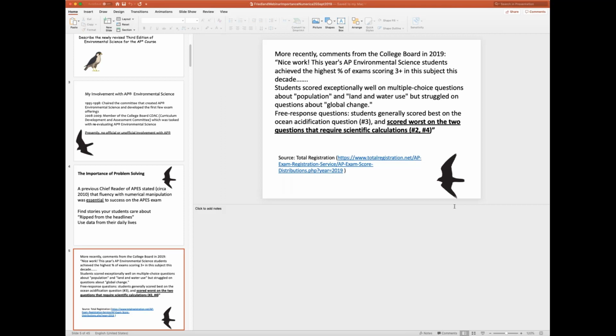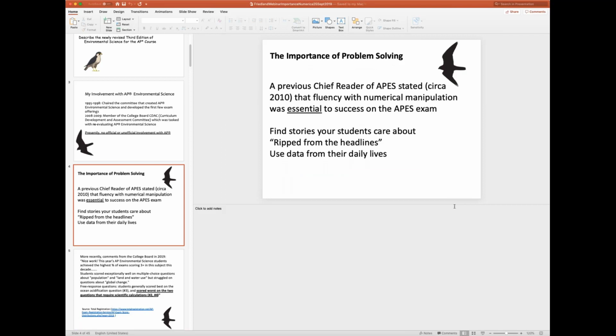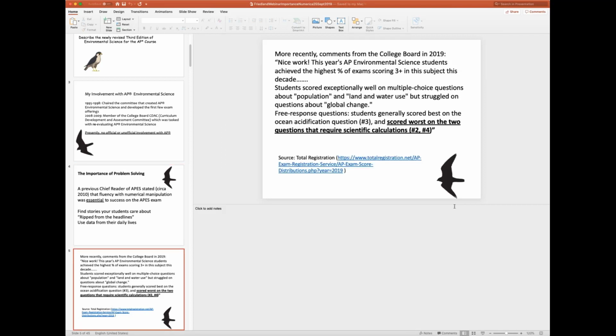So I've been saying that comment in the previous slide. Fluency with numerical manipulation was essential for over a decade, but here it is reaffirmed this year. So what I want to do is talk about that and talk about how you can introduce that to your class or make that a higher proportion, a larger component of your class, which will not only ensure success or hopefully encourage greater success on the AP exam for your students.